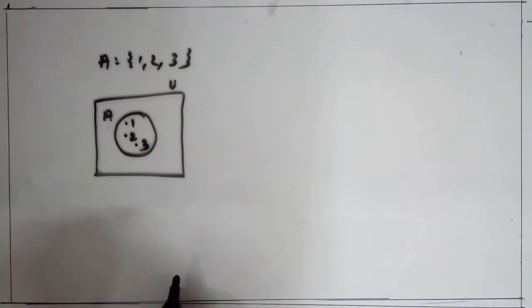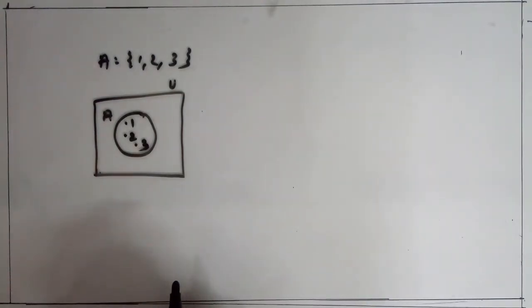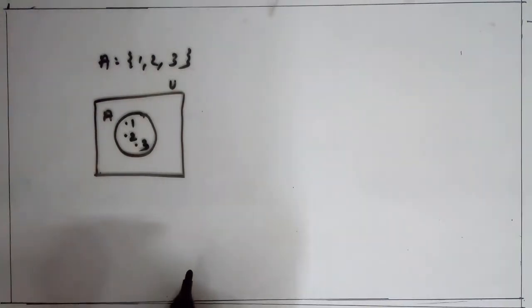Clear? Because John Venn first represented sets in this form of diagram, this diagram is called a Venn diagram. Now here we discuss operations on sets. First, union of sets.